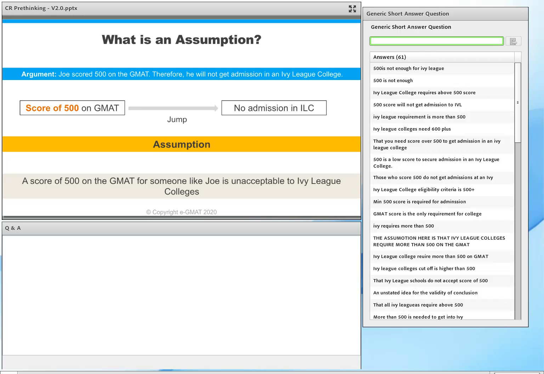So with that, what does this mean? What does the author assume? He says a score of 500 on the GMAT for someone like Joe is unacceptable to this group over here, which is Ivy League colleges. Now, key thing that I want you to focus on, because you guys did most of it perfectly, is the fact that this is an essential piece over here. Why? Because the author's conclusion is about Joe. So that's why you have to really say someone like Joe. The author's conclusion is not about the Prince of Saudi Arabia or Clinton's daughter, but the author's conclusion is about Joe. So you've got to really mate that assumption to the conclusion over here.